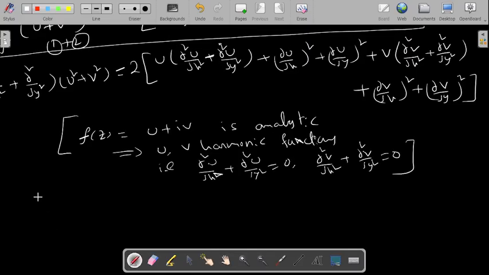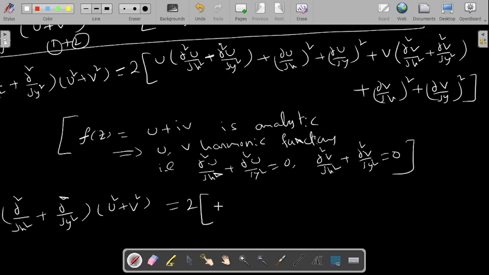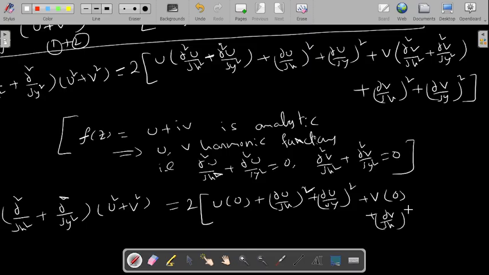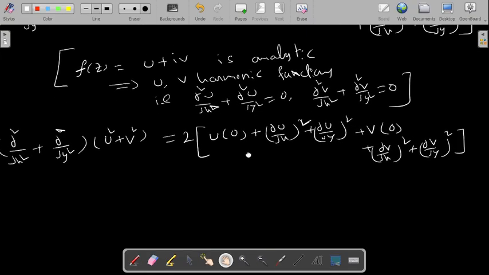So now, therefore, this is (∂²/∂x² + ∂²/∂y²)(u² + v²) equal to 2 into, so u into its value 0, plus (∂u/∂x)² + (∂u/∂y)², next v into this value 0, v is harmonic, plus (∂v/∂x)² + (∂v/∂y)². Okay.